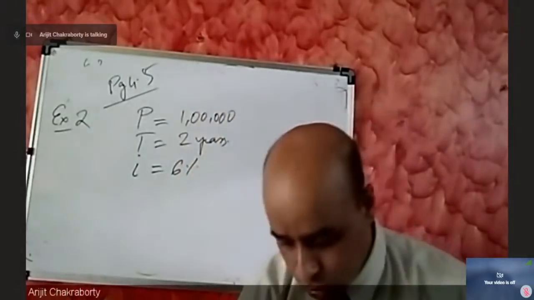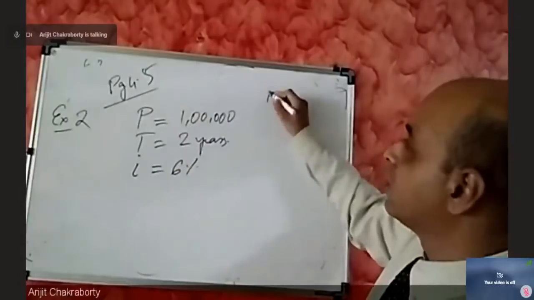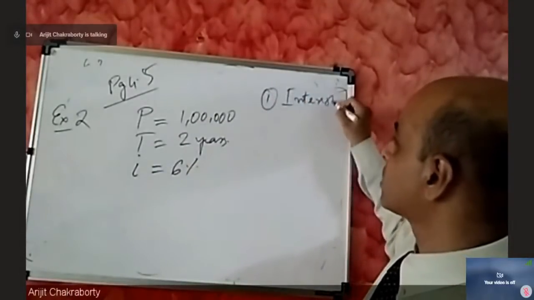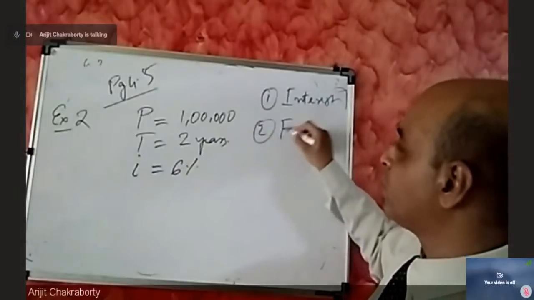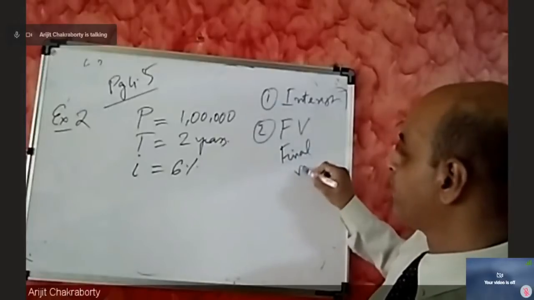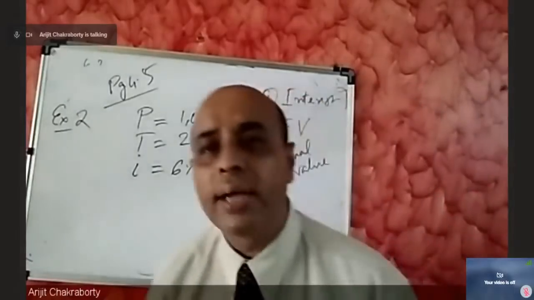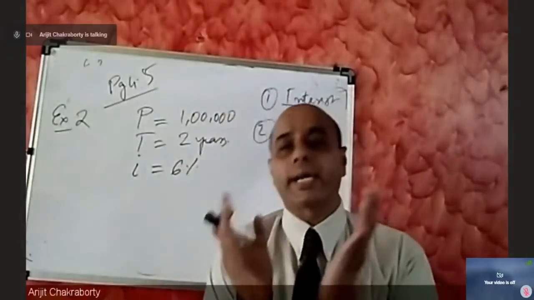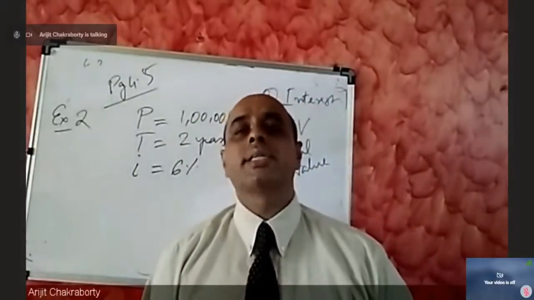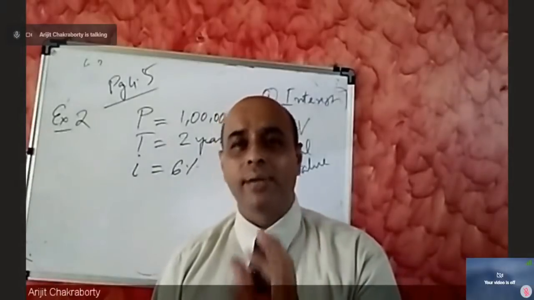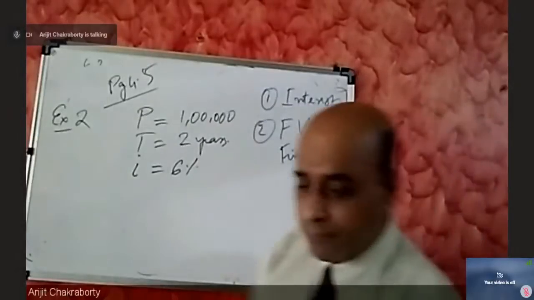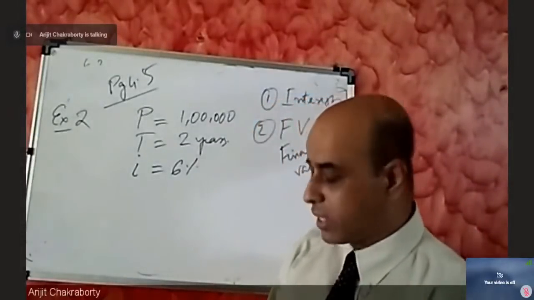So two questions, two parts to it. First is how much is his interest, and number two is what will be the FV, that is the final value. Okay. Now final value means what? Final value means the accumulated value, the accumulated balance, which means it is the sum of the principal amount and the interest amount. Right? Okay. So let us work on this. The same formula we are using again.